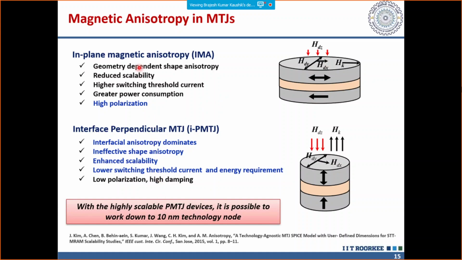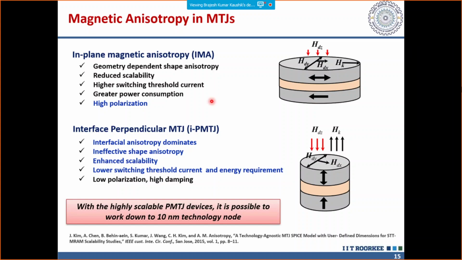So if you see the disadvantages for IMA, in-plane magnetic anisotropy, there are a lot of disadvantages in that they are all geometry dependent, with shape anisotropy. They have reduced scalability, require higher switching threshold current, and that is how they have huge power consumption as well. But one of the best things about this is that it has high polarization. That is really good enough.